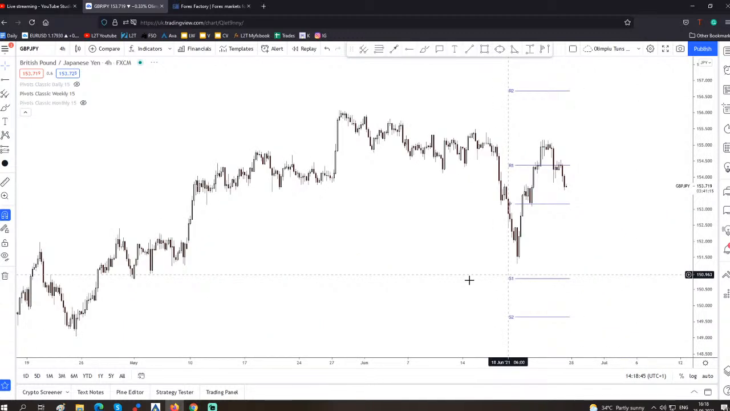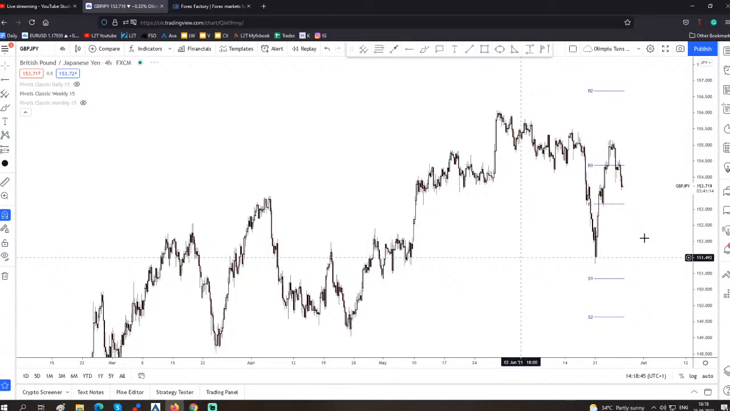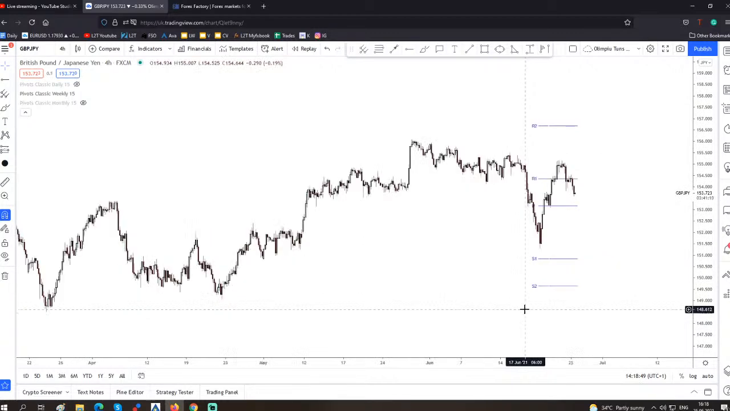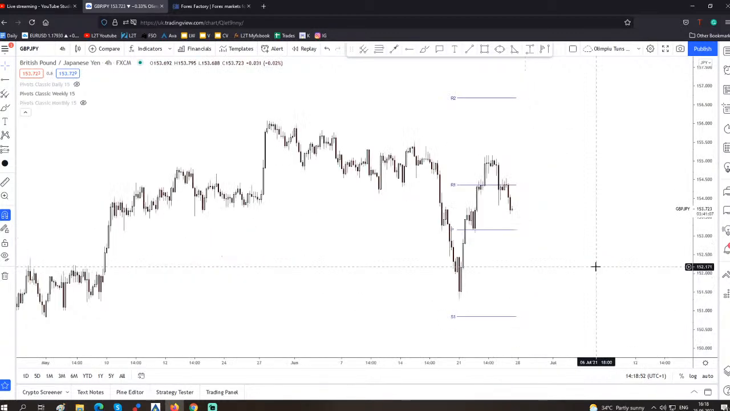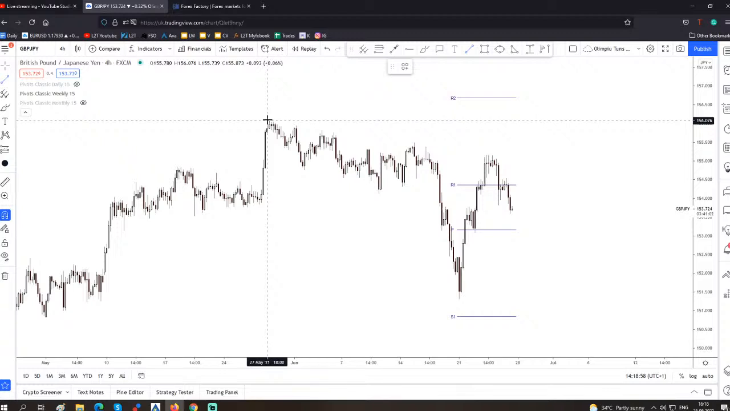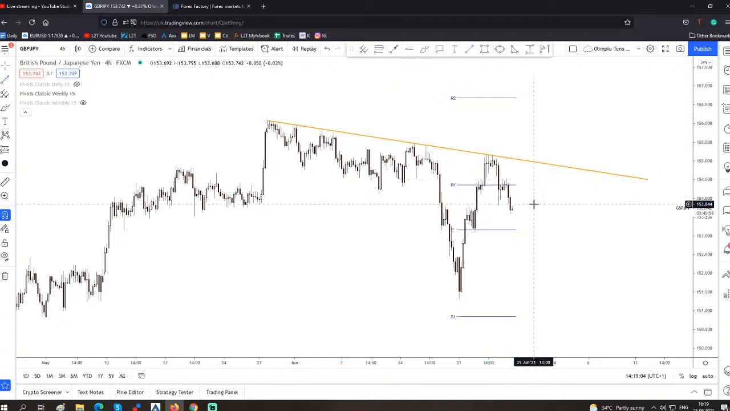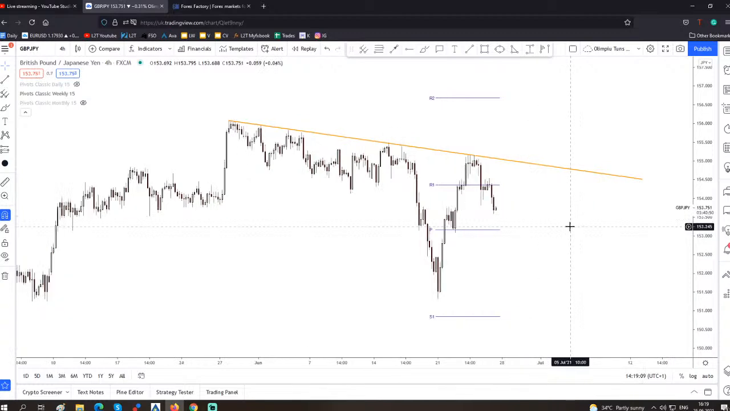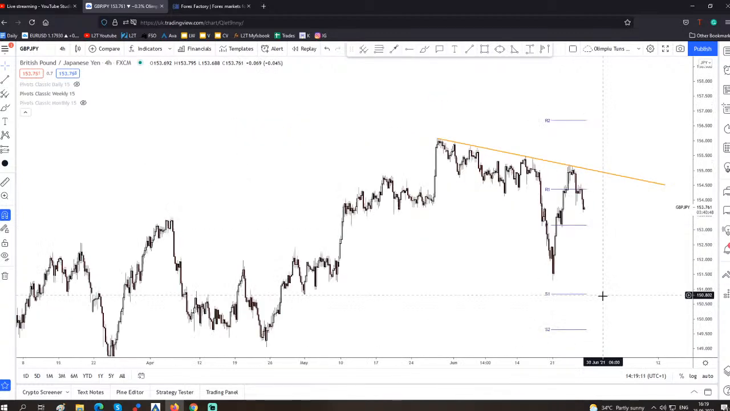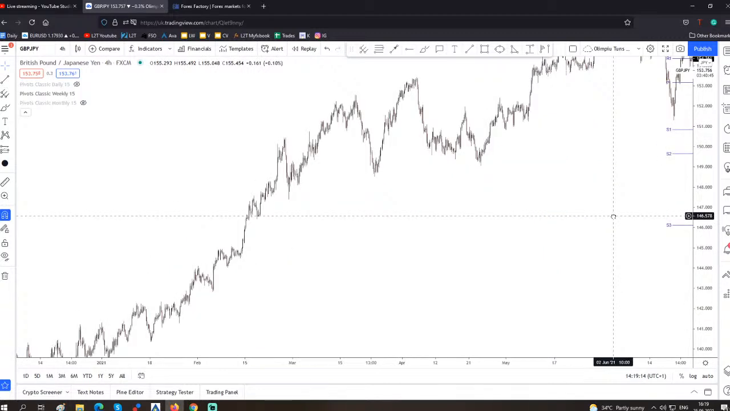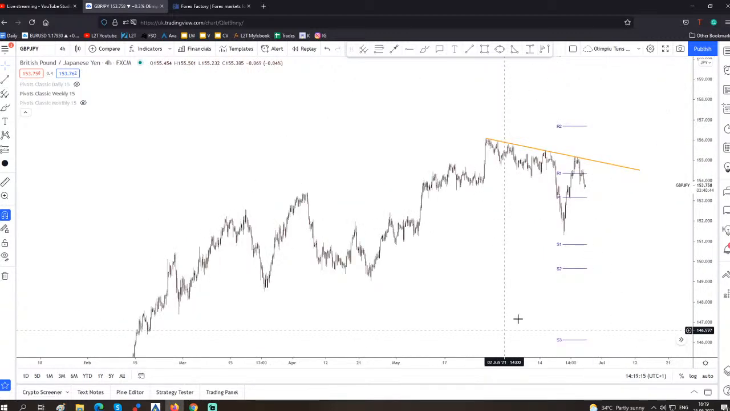Personally, I've deleted all my drawings and my analysis on this pair, because right now I don't have anything. You can see that the price has increased to retest this downtrend line, and let's wait and see, because in the medium to the long term this one is still bullish, but we still need confirmation.